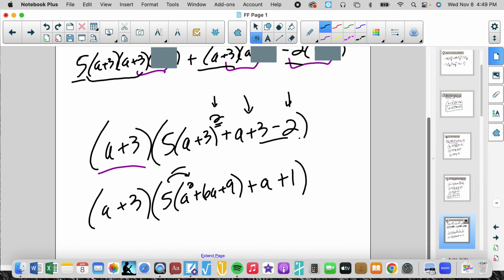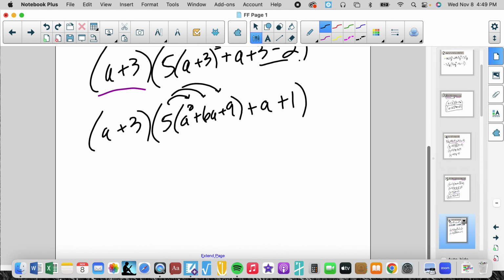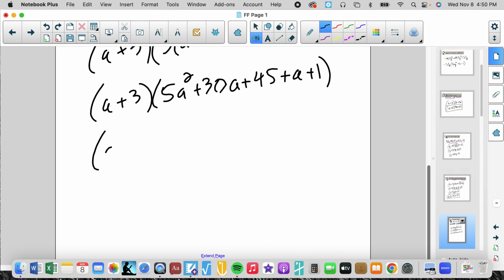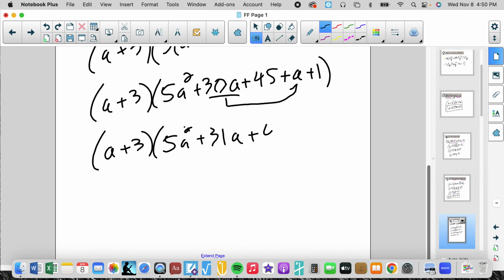And now we have to distribute that 5 in there. So we're going to get 5a squared plus 30a plus 45 plus a plus 1. And we can simplify that. 5a squared, let's combine these, which gives me 31a plus 46. And that should be my answer.